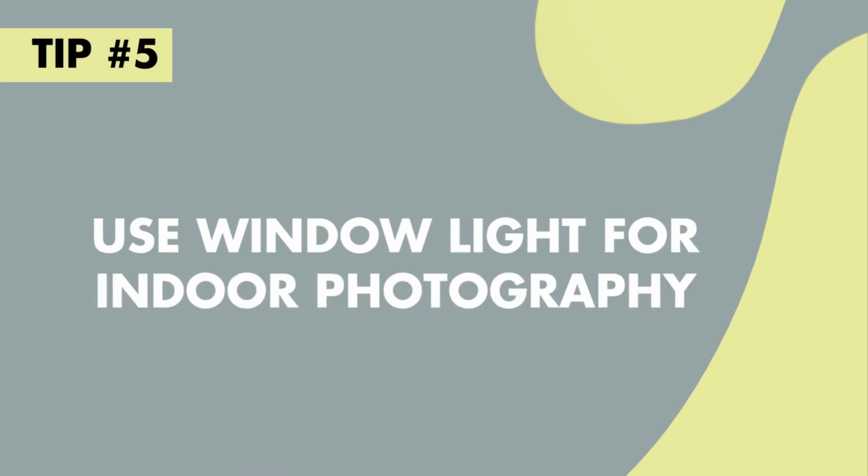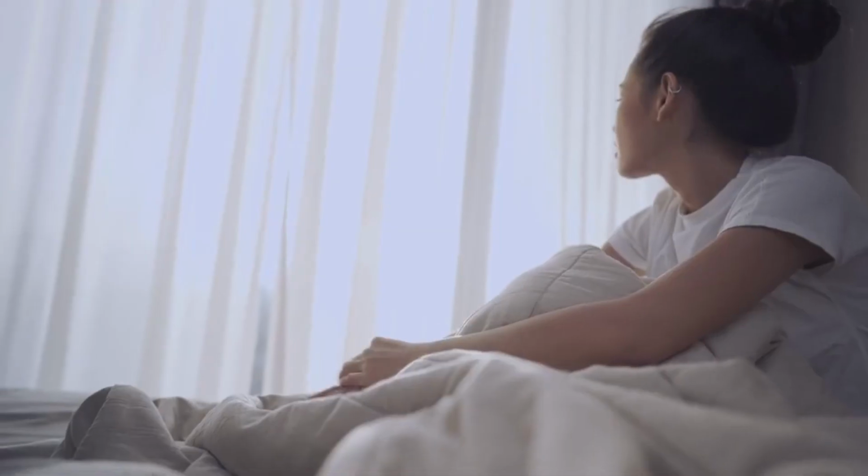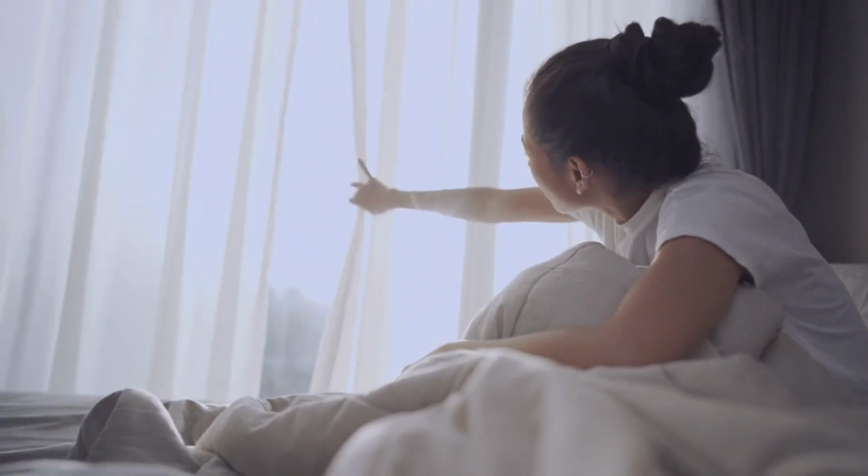Tip number 5. Use window light for indoor photography. Window light is a great source of natural light for indoor photography. Position your subject near a window and experiment with different angles and times of the day to create different moods and atmospheres. You can also use curtains or blinds to control the amount of light and create different lighting effects.